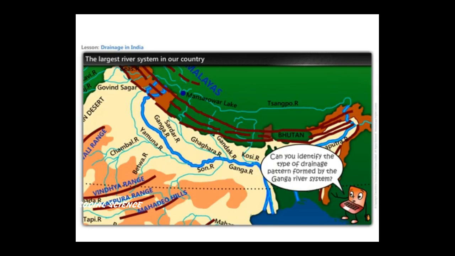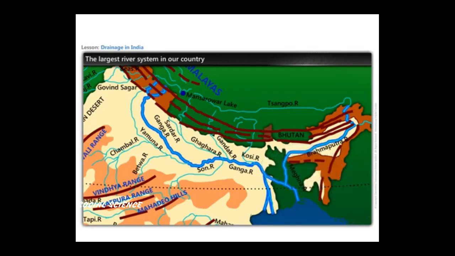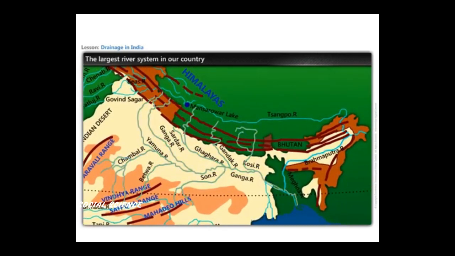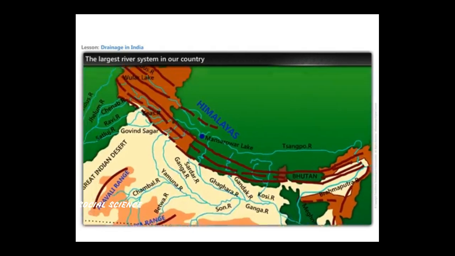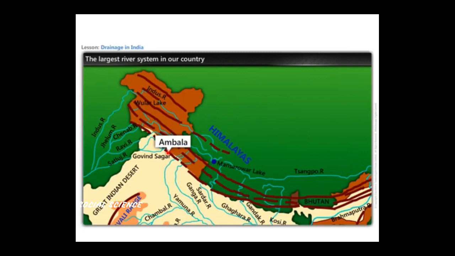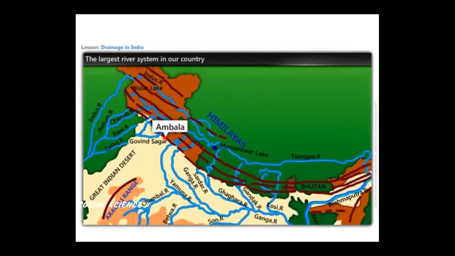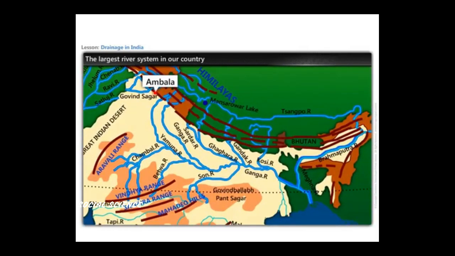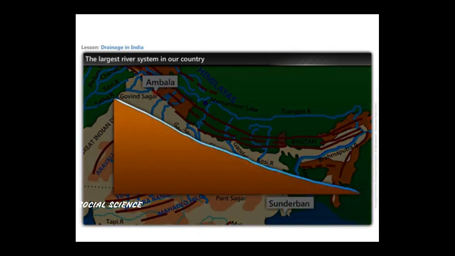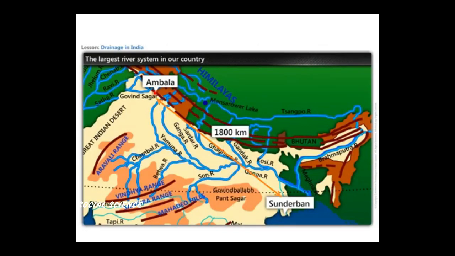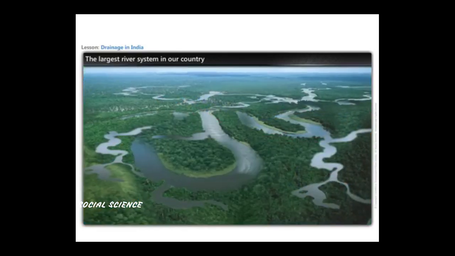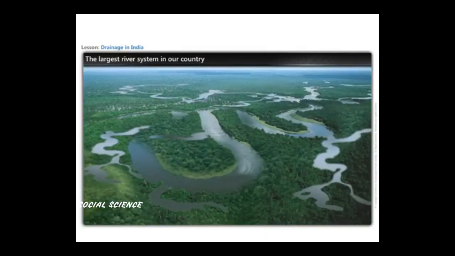Can you identify the type of drainage pattern formed by the Ganga river system? It is a dendritic pattern river basin. Ambala is located on the water divide between the Indus and the Ganga river systems. The plains from Ambala to the Sundarban have a flat topography with just 300 meters of slope for a distance of 1,800 kilometers. Therefore, the river develops large meanders.